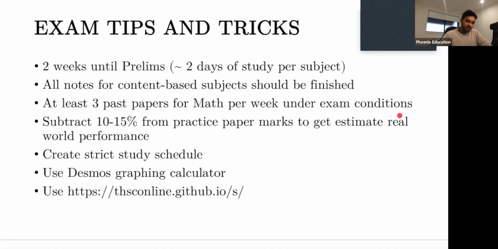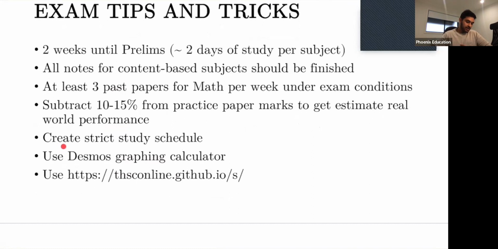So this brings me to my next point. After marking it, what you should do is subtract 10 to 15% to see how you perform in an actual exam setting. Because in your practice, you don't have that exam stress or the exam nerves, so you'll obviously do better in the comfort of your home. So whatever mark you get, subtract off 10 to 15%, and that'll give you an idea of what you get in an actual exam. So if you're aiming for, say, 70% in Extension 1, you should aim for around 80 to 85% in your practice papers.